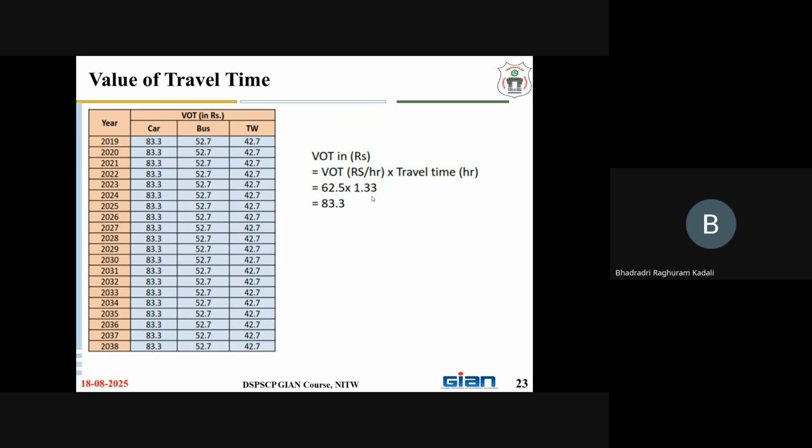What we derived earlier was 1.33 at the beginning. So we multiply the value of time with the travel time of each category of vehicle. Then, for the projected values from 2019 to 2038, we have to estimate the value of time in rupees.